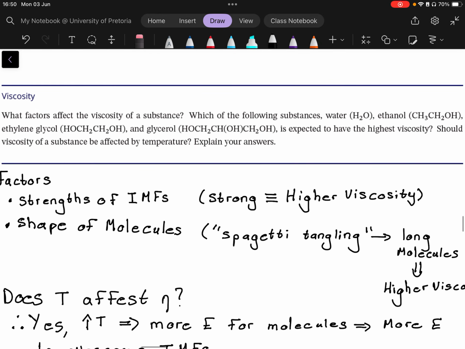And of course, that's what viscosity is. It's the measure of flow, the ability to flow, and what affects it. And like I said, temperature is how you know temperature affects it. All right.